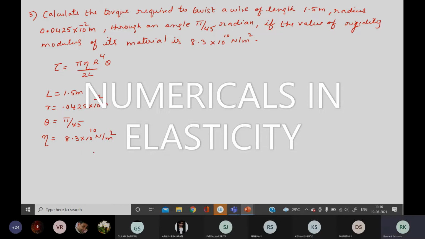So let us substitute. So torque is equal to 3.14 into 8.3 into 10 power 10 into radius of the wire. Radius of the wire you have to substitute. R is a radius, 0.0425 into 10 power minus 2, 4 times, into pi by 45, divided by 2 into 1.5. Yes, check the answer.